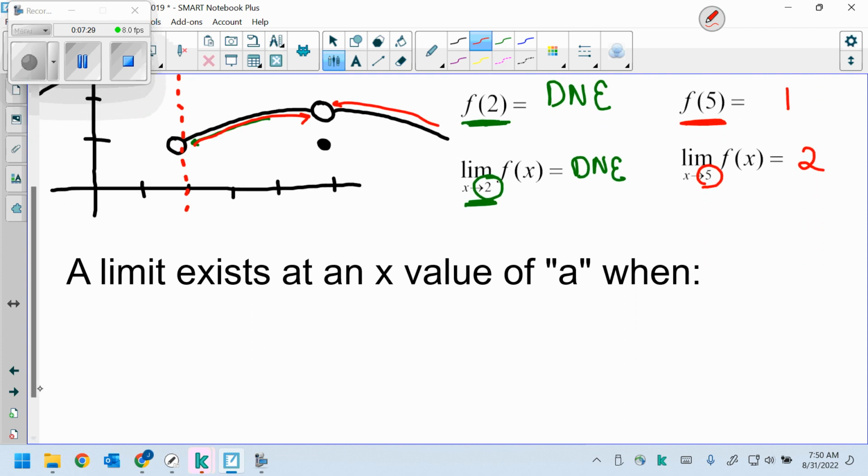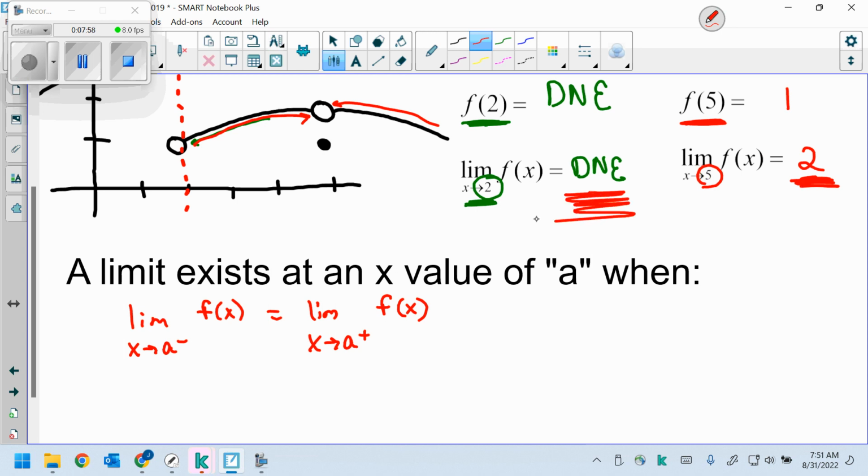So a limit exists at an x value of a when the limit as x approaches a from the left of this function involving x is equal to the limit as x approaches a from the right of that same function. And that's when a limit exists. That's when we get a number like 2. And if those numbers don't agree with each other, we just say limit doesn't exist.